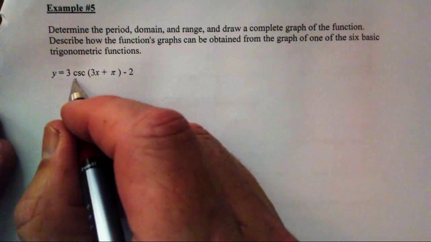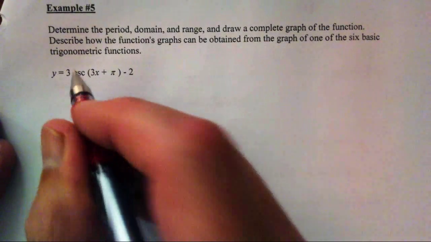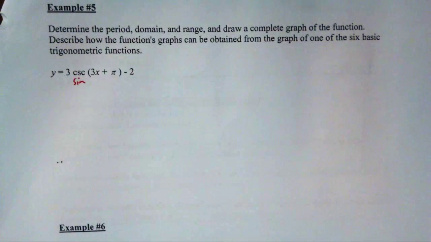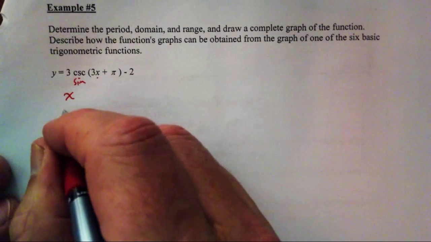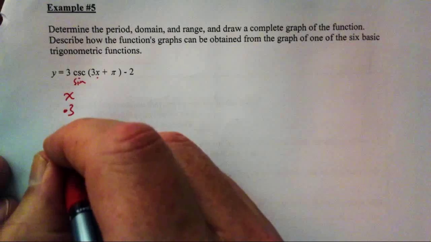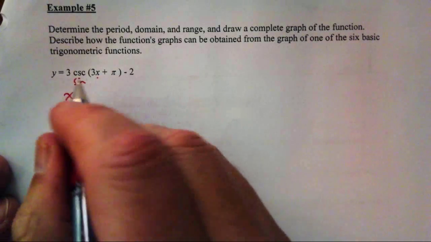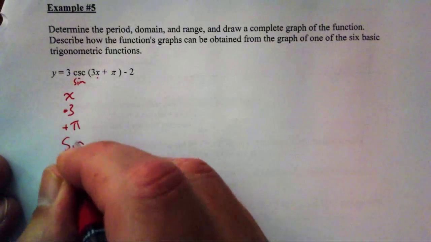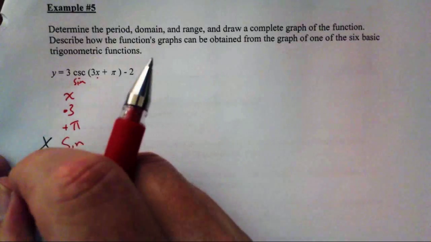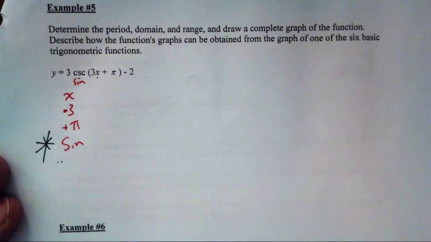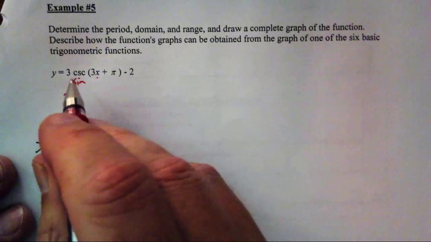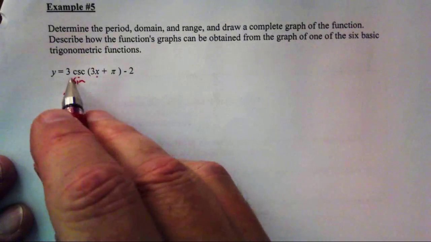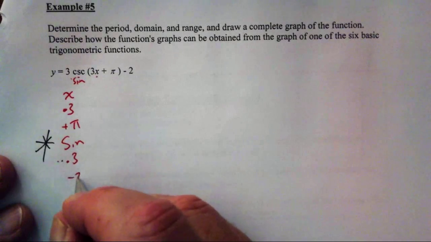Okay, cosecant. I'm going to graph this. I'm going to build my chart as if this was sine. Then I'm going to be careful not to graph the sine function. So what would we do? Choose x, multiply 3, add pi, and then we would take the sine at that point right here, big star, don't do it. We're not really graphing sine, but we're going to use it with its reciprocal. Multiply by 3, and then finally I would subtract 2.